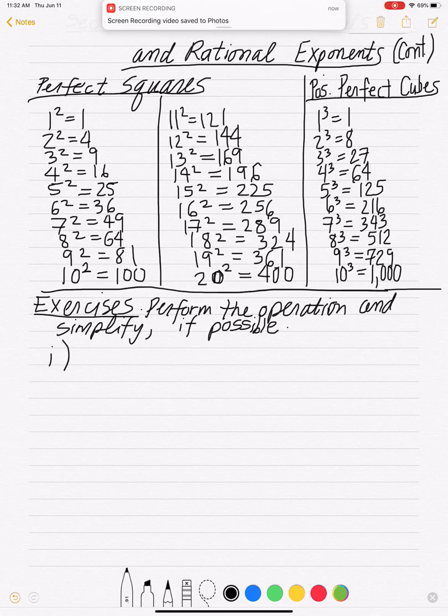Right, so this is the third video in the series on radicals and fractional exponents. We're still dealing with radicals, square roots, and cube roots. We want to look at multiplying two radicals. Let's say the square root of 6 times the square root of 14.